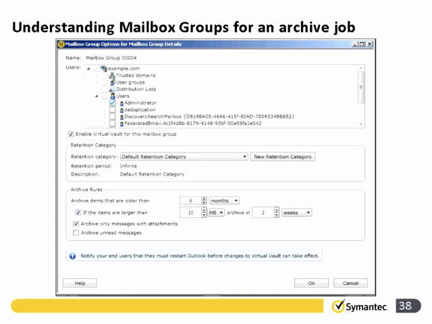This screenshot also shows you, right under the users field, enable virtual vault for this mailbox group. This allows the user to have a local copy of what's in the vault, so if they wanted to restore from the vault, they could from that local copy. So you can configure groups so that some groups have a virtual vault and some groups do not. They will take up space on the user's local machine.